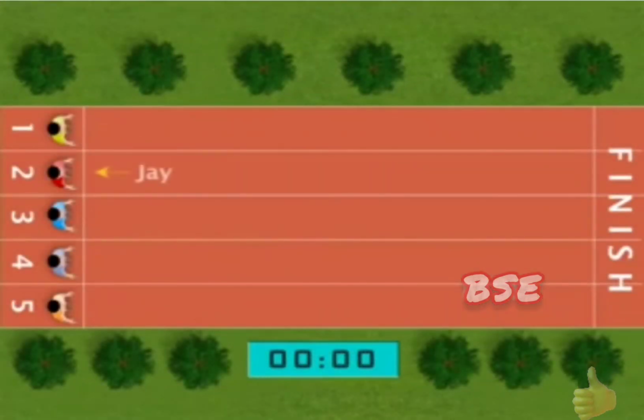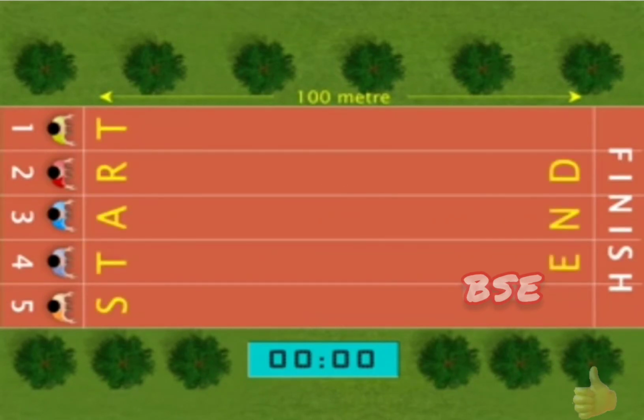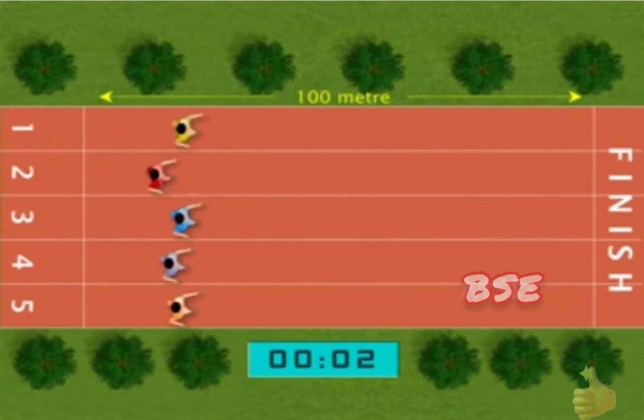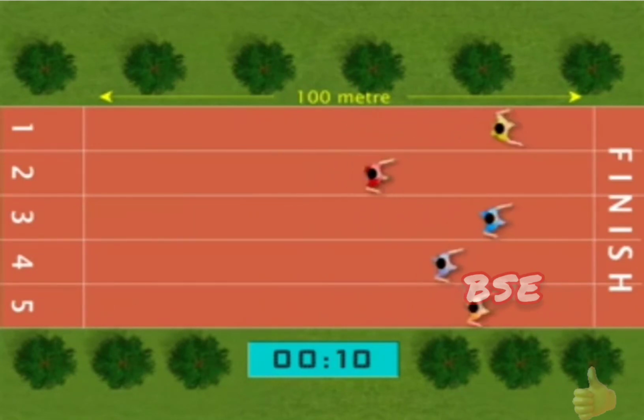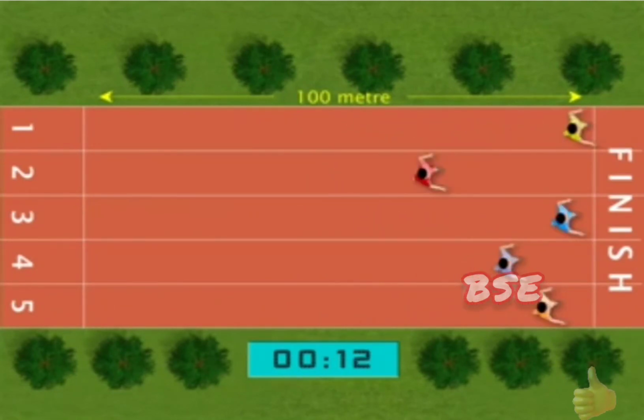Ravi, Jay, Raja, Vikram and Samir are participating in a 100-meter race at a school competition. The starter blows the whistle to start the race. Ravi is approaching the finish line very fast, and he touches the finish line first.